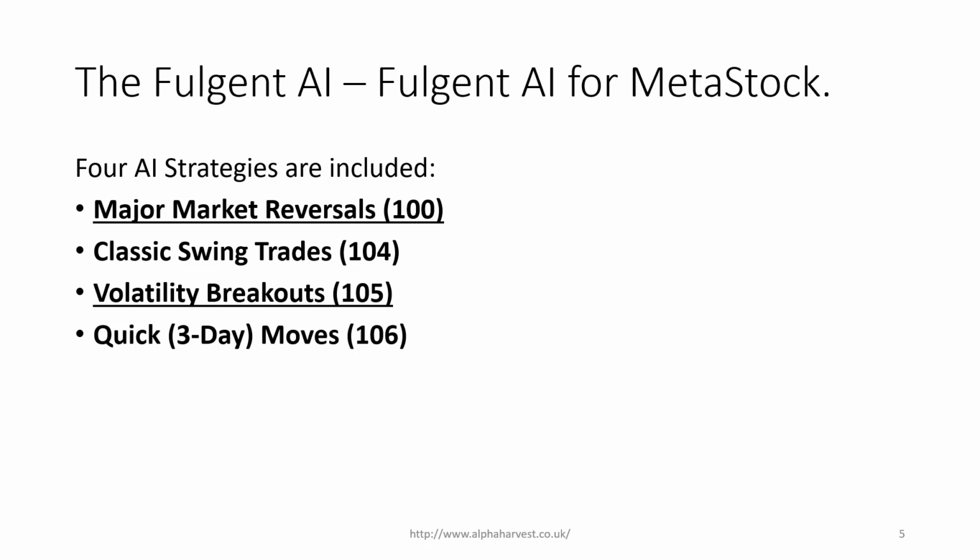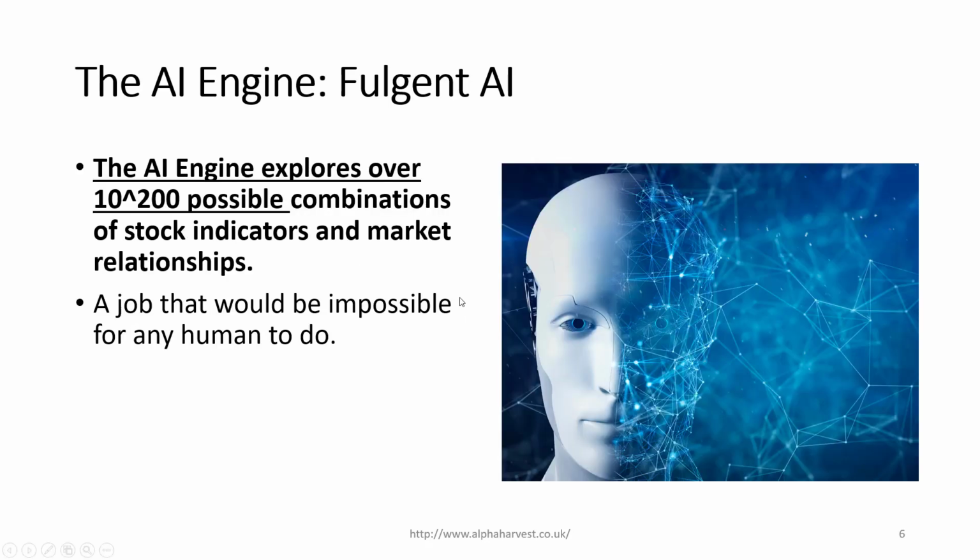Now, a quick tip with the iceberg explanation of artificial intelligence investing: the AI does 10 to the power of 200 different combinations of indicators and stock market relationships. So this is a kind of calculation that's almost impossible for a human to do.